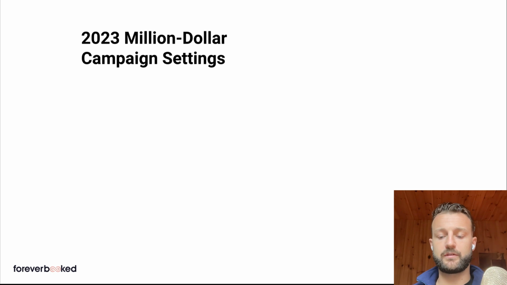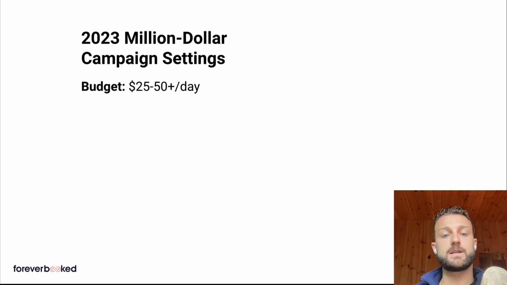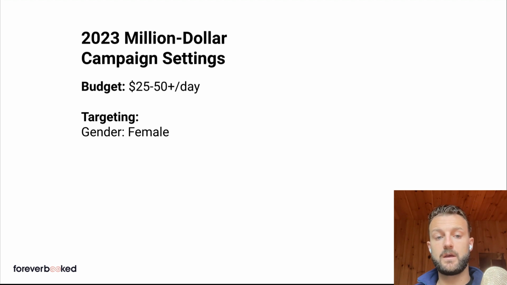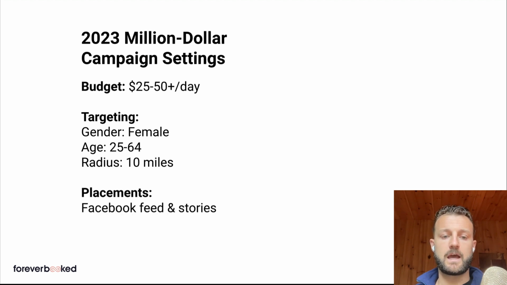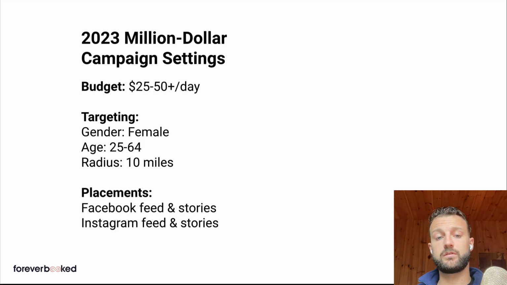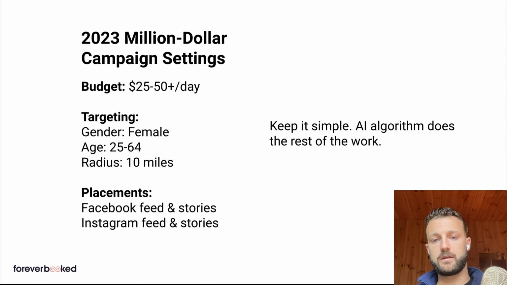So what works best right now is super broad targeting, very simple targeting. So we recommend a budget of $25 to $50 a day, targeting females ages 25 to 64, 10-mile radius around the clinic, or larger or smaller depending on the size of the city you're in. And then the placements are Facebook feed and Instagram feed and stories. So the key is to keep it simple. The AI algorithm does the rest of the work.